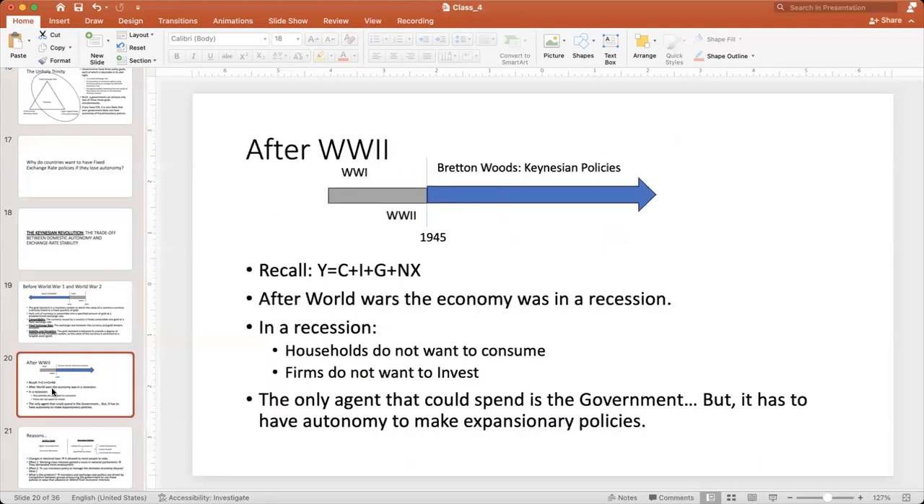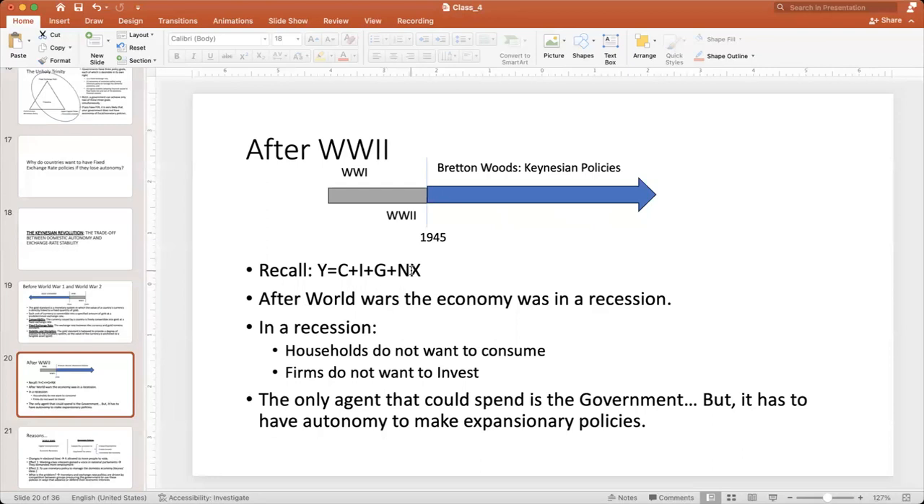However, that changed after World War II. Why? Recall the main macroeconomic identity. GDP is equal to consumption plus investment plus government expenditures plus net exports.